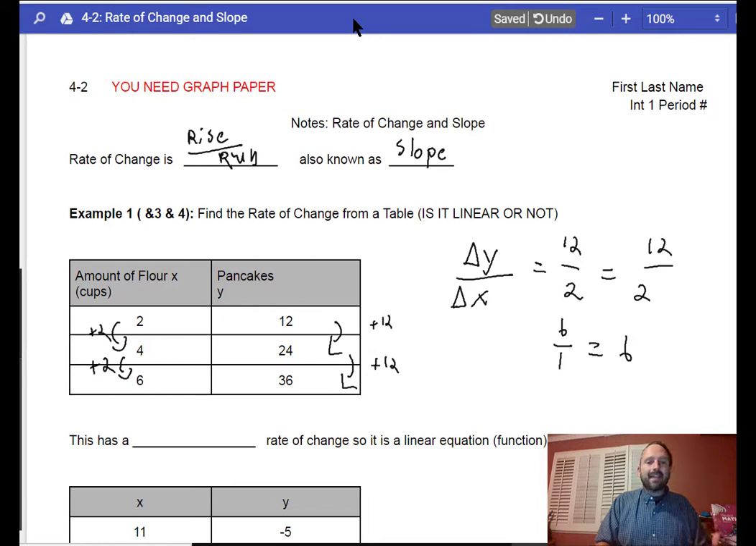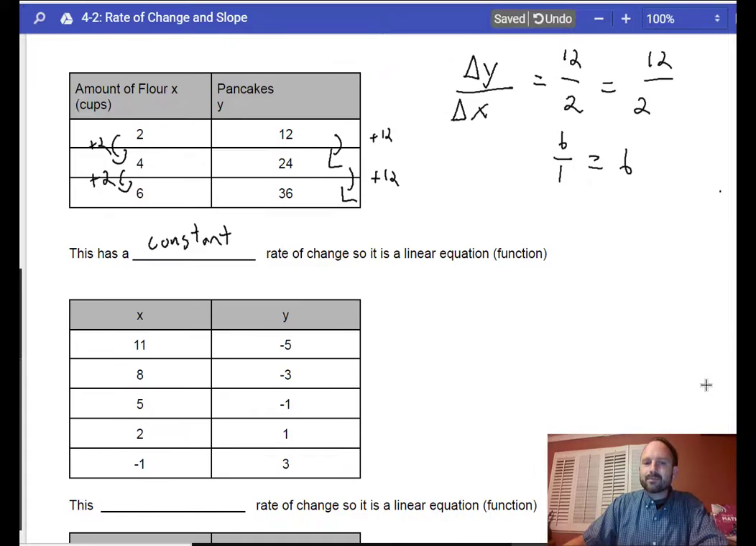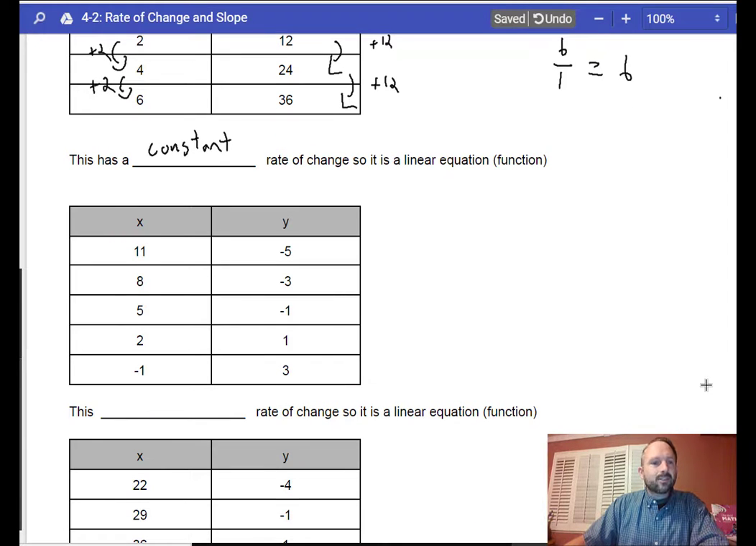This has a constant rate of change. So this is a linear equation. It's also a function, but we'll get to that later. Let's go on. Let's look at the next two right here.